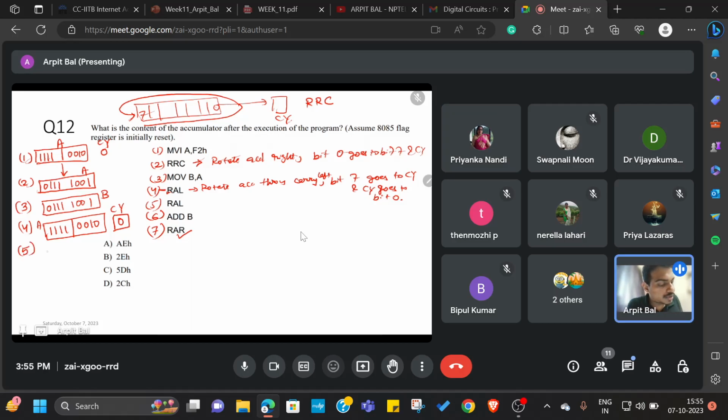In the fifth step, what should happen? Accumulator content will be 1 1 1 0 0 1 0 0 and carry will be 1. Okay, carry will be 1. In the sixth step, what should happen? A plus B. Okay. A plus B is 0 1 1 1 1 0 0 1, so it should be 1 0 1 1.